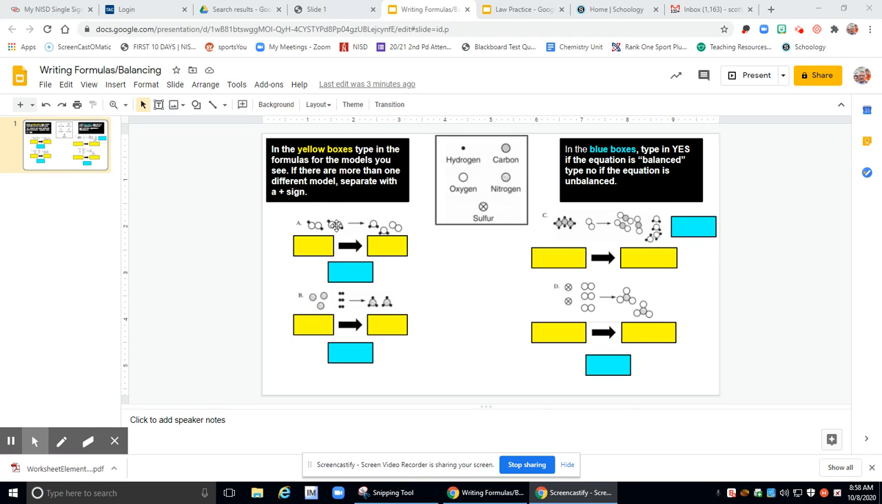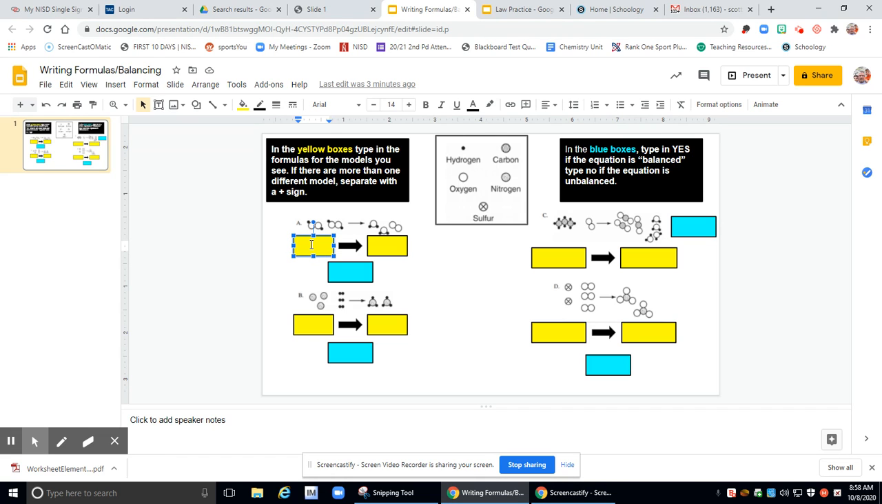So A, these first two things are exactly the same, right? So there's two of them. All right, and they're made up of two of these open circles, which are oxygen, and two of these small circles, which is hydrogen. So that would be H2O2, okay? And because there's two of those, what we're going to type in here is 2H2O2, okay? Now, we're going to do our best.